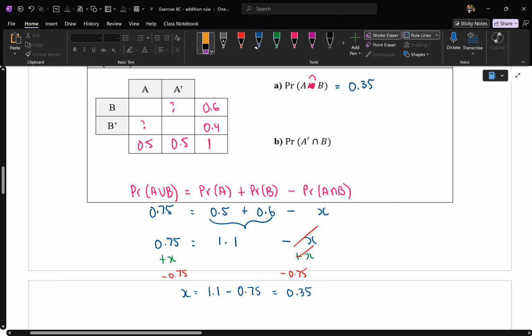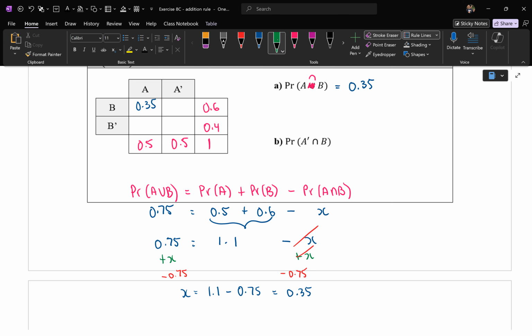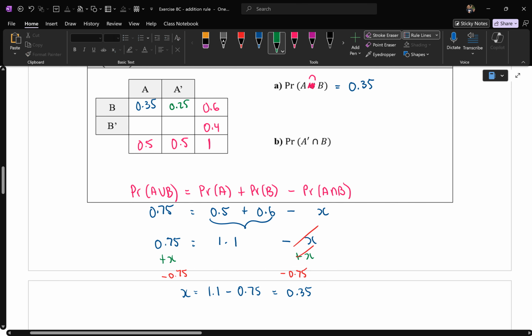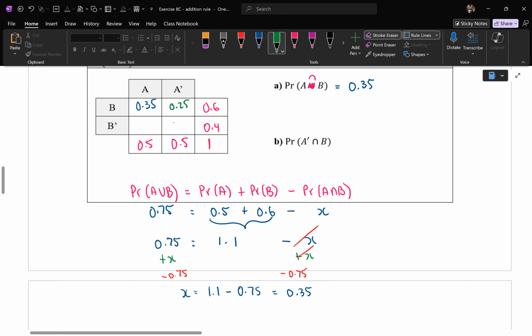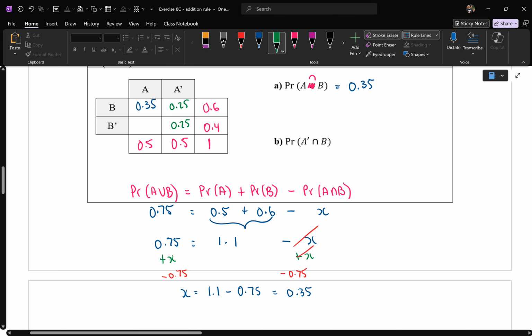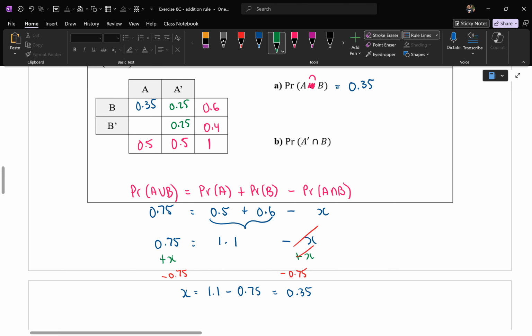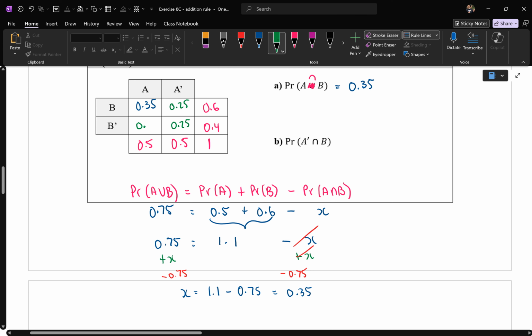And once you know that this region is 0.35, now you can answer all the other questions. So all these are the regions. Now we know 35 plus what will give you 60? Well, that's 25, so 0.25. Down here, this would be 0.25 as well to make 0.5. And then 0.25 add to what will give you 0.4? And we know that's 0.15. There you go. So now that we know that, we can answer the question.